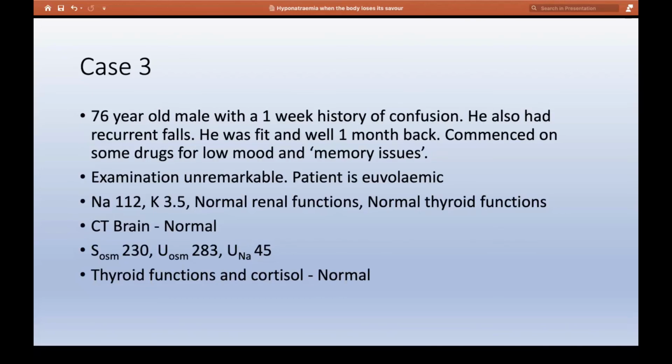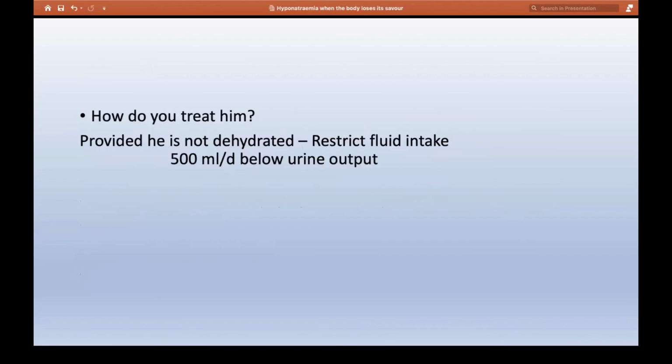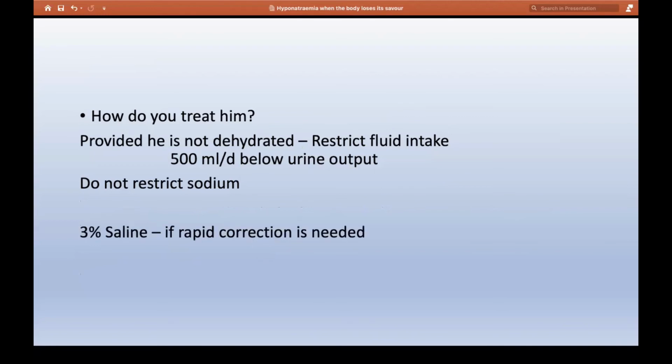Patients may have been started on antipsychotics or antidepressants, and that has led to SIADH. How do you treat him? Provided that he's not dehydrated, you have to restrict the fluid intake to 500 ml below the urine output. Mind you, essentially, stop the drug, and do not restrict sodium. If you need to do rapid correction, 3% saline is used. Here we can use tolvaptan.